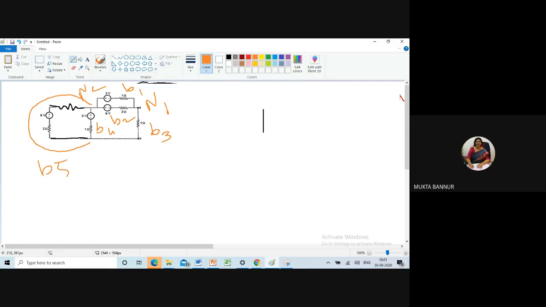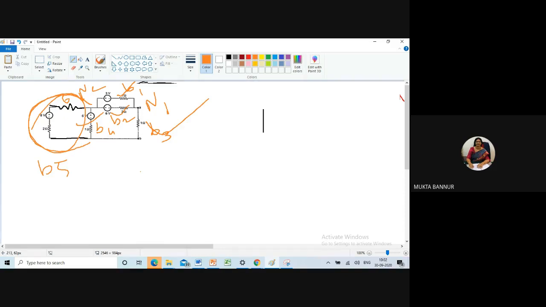5 branches. See, this branch is having one resistance with one source. This branch is having a voltage source with one resistance. This branch is having only one resistance. This one is also the same. What about this branch? It is having two resistances in series with a voltage source, right? Will you agree? I had taken it as 6 ohm.